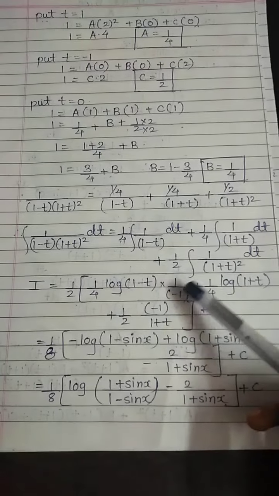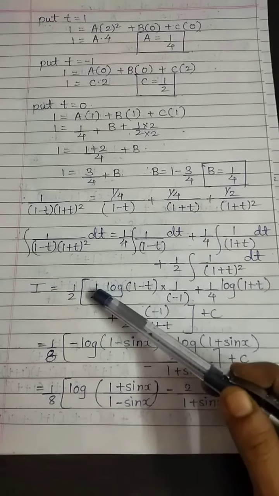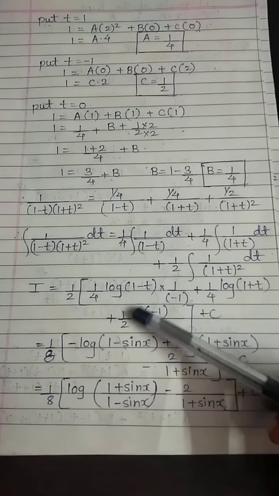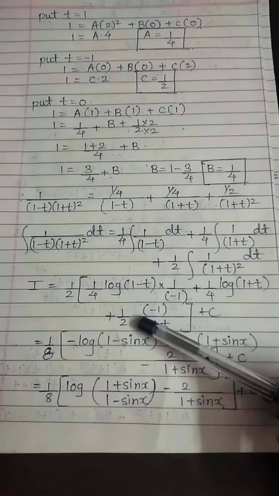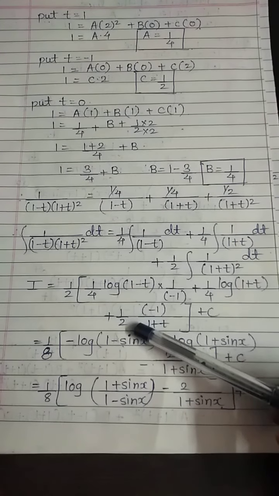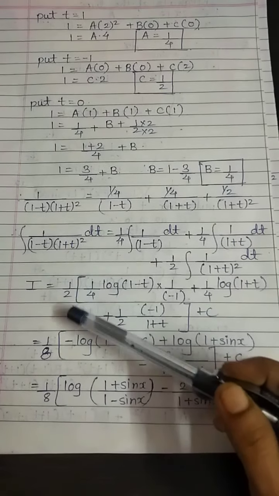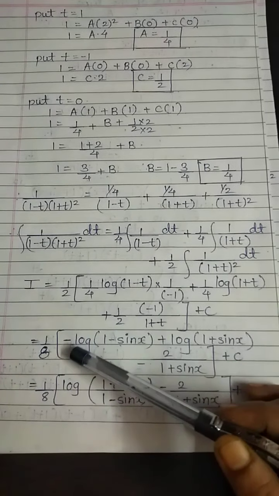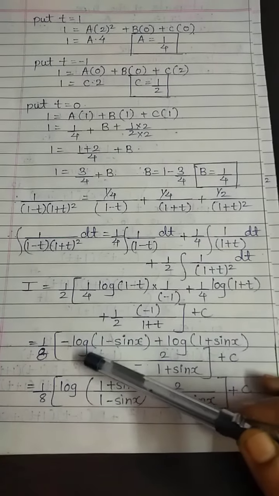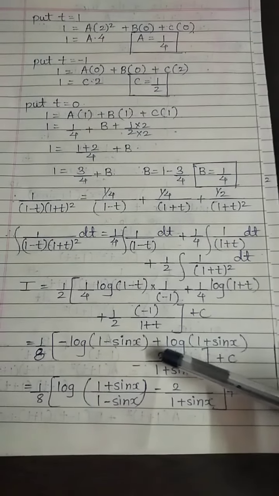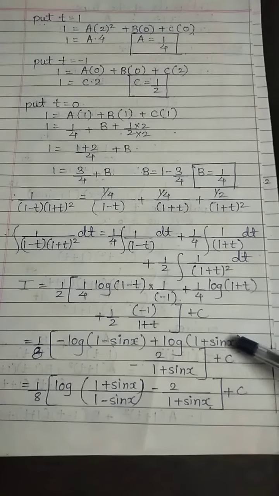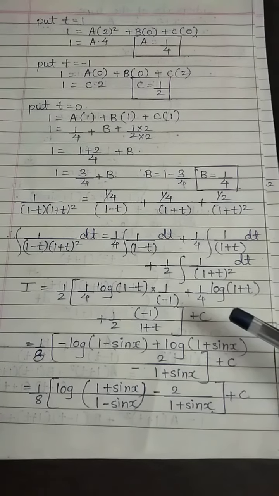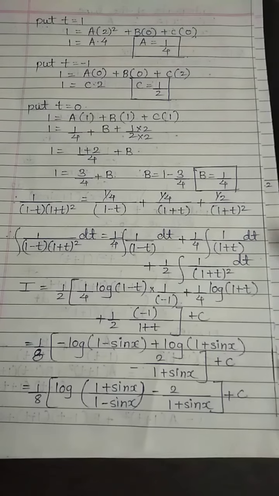Now we can take 1 by 4 common from all the three terms. Since here 1 by 4 is not present, we multiply and divide the term by 2 so that in the denominator we will get 4, and we take 1 by 4 common, so outside the bracket we will get 1 by 8, and the terms will be minus log of 1 minus sin x plus log of 1 plus sin x minus 2 upon 1 plus sin x, because we replace t by the original function, that is sin x.